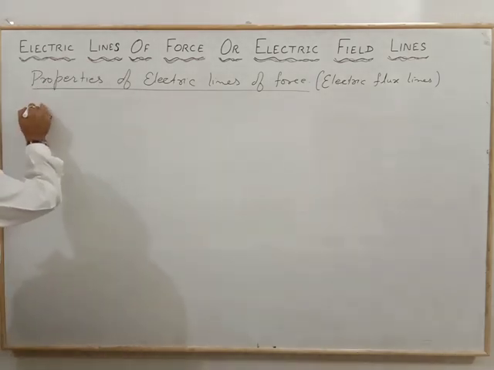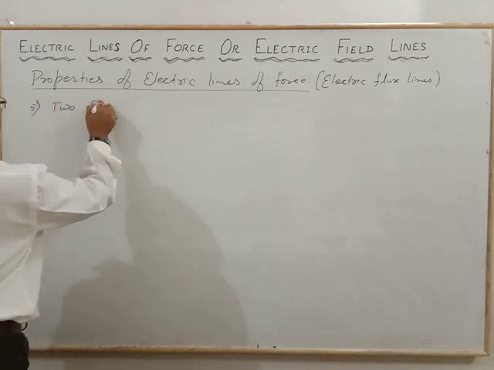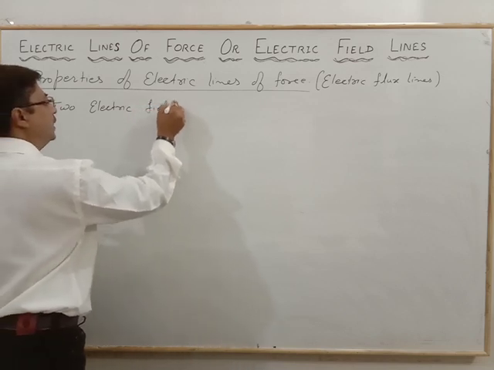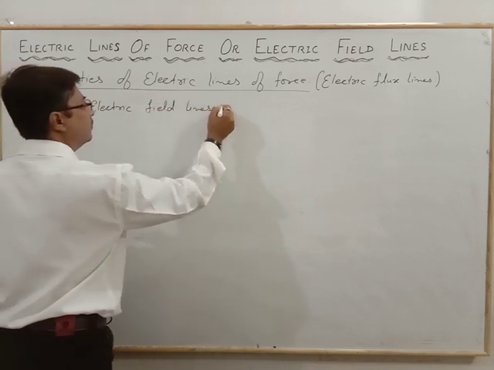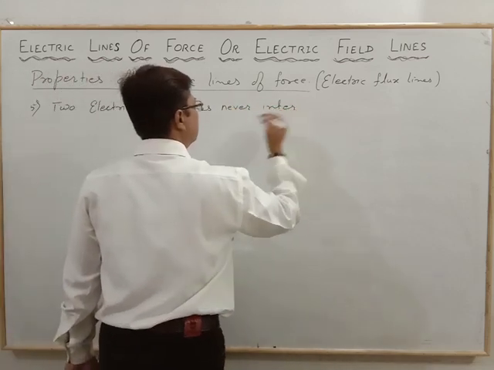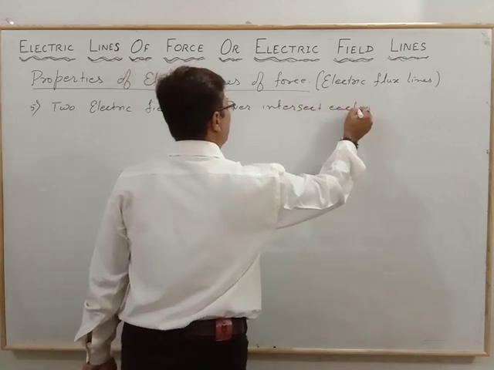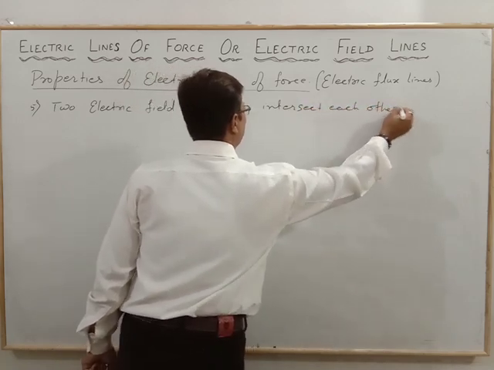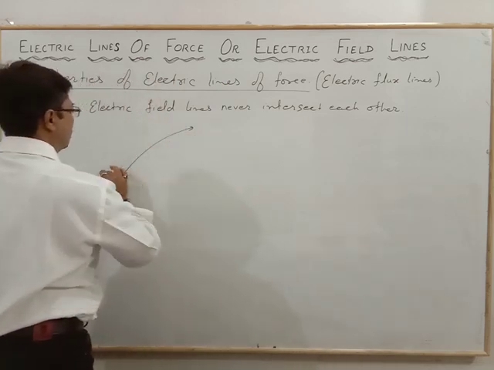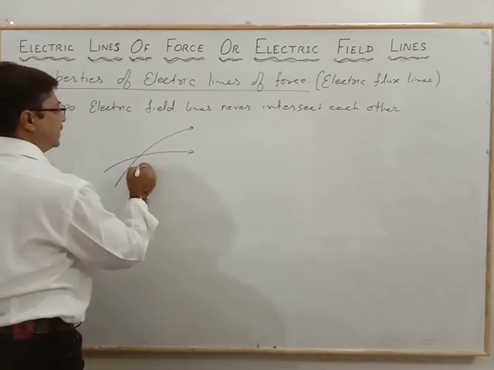That is the fifth point. Two electric field lines never intersect each other. That means two field lines never intersect at a point.